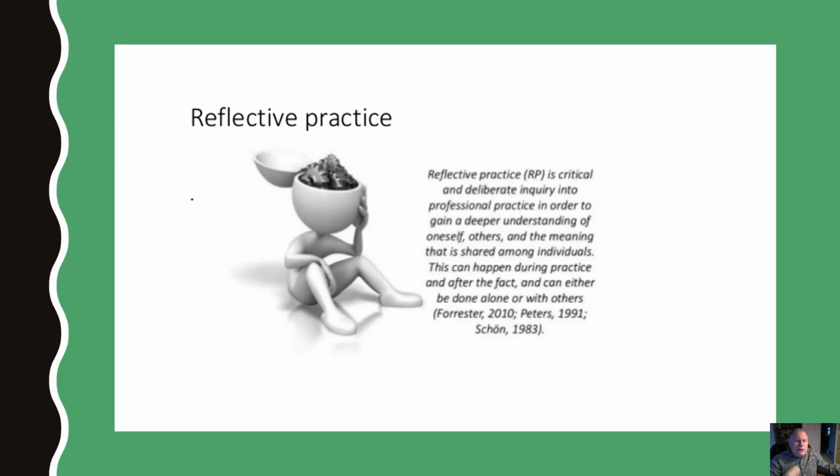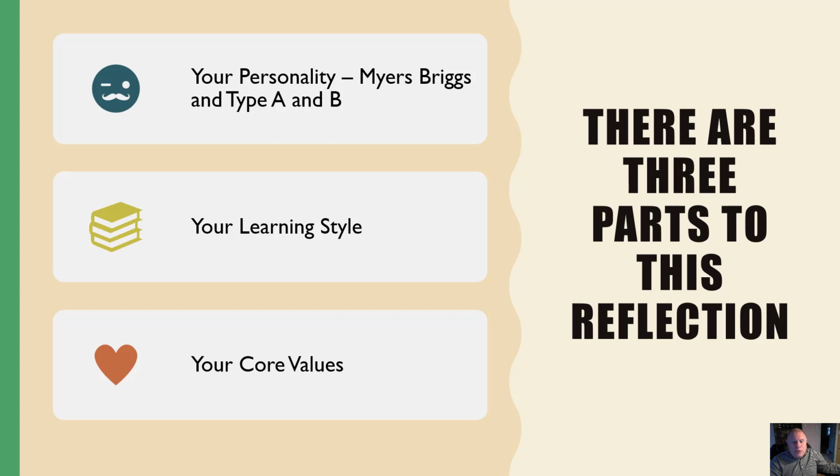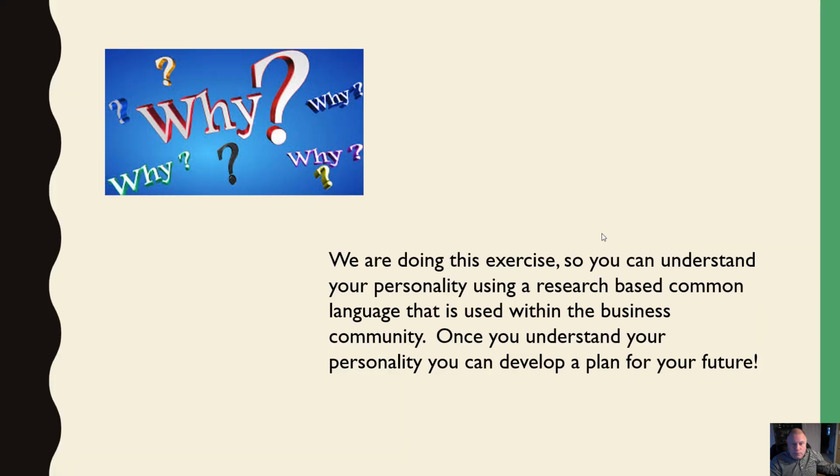What I really want you guys to do is to continue to reflect on what you have heard in our videos and what you have already reflected on in reflection 1. There's 3 parts to this reflection. The first one being your personality, Myers-Briggs type A and B, your learning style, and your core values.